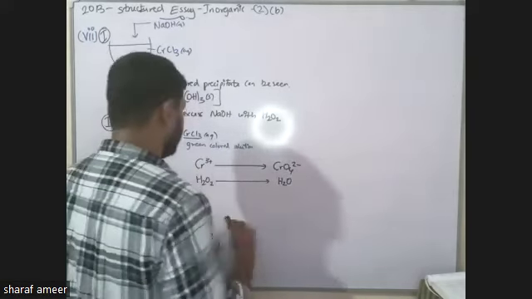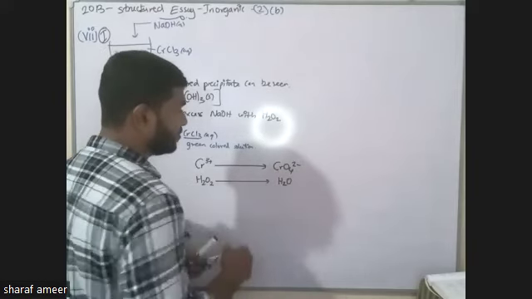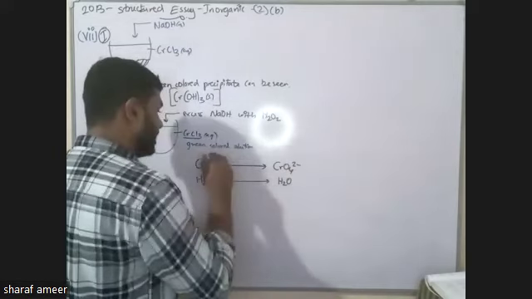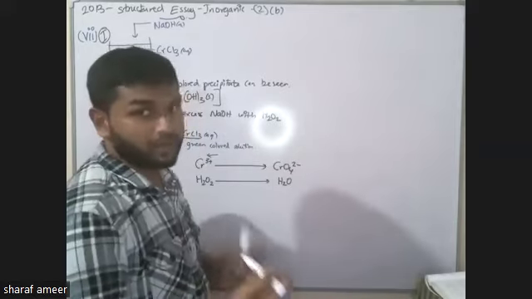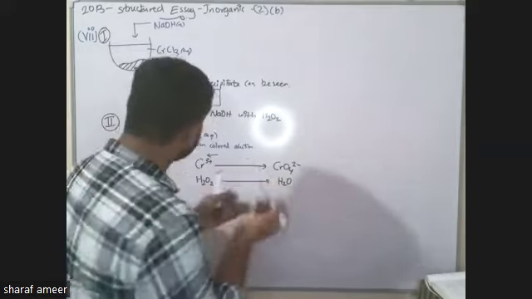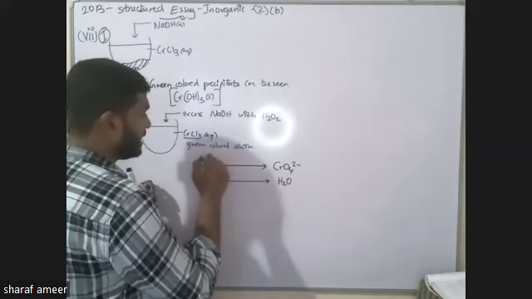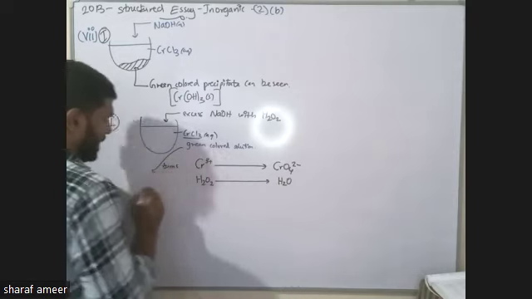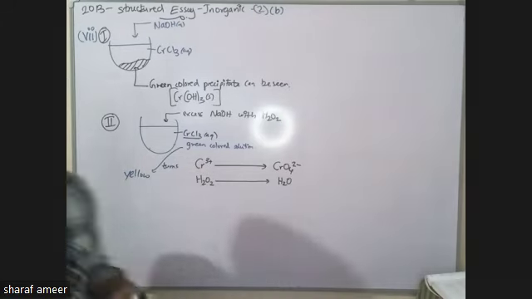So once Cr3+ turns to CrO4 2 minus, the color change can be observed. Over here, you can see a color change. You cannot see any precipitates here. No precipitate can be found, but you can see a color change. Cr3+ is already green in color. It turns to yellow color.